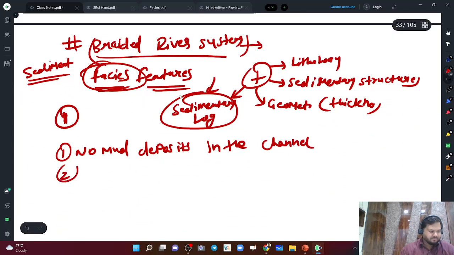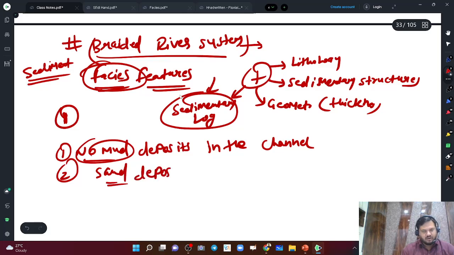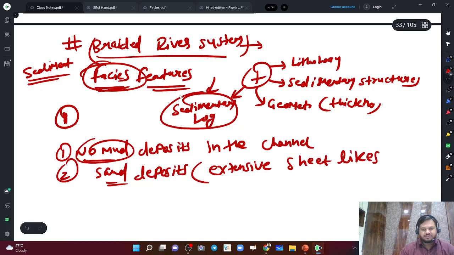The second thing is, in the channel, so if you don't get mud, what will you get? You will get sand, right? Sand deposits in the channel, but these are very extensive. These are extensive sheet like sand deposits. I will show you some field images also, right?